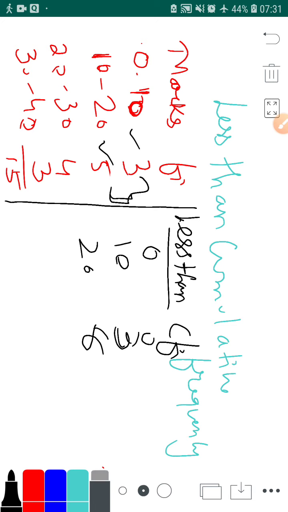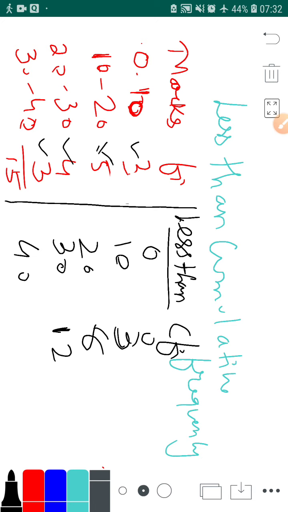Now I talk about less than 30. So in less than 30, these are also less than 30, as I told you, and these are also less than 30. So it's 3, 5, 4. So 3 plus 5, 8, 8 plus 4, 12. Now if I say less than 40, so everyone is less than 40, so it's 15.